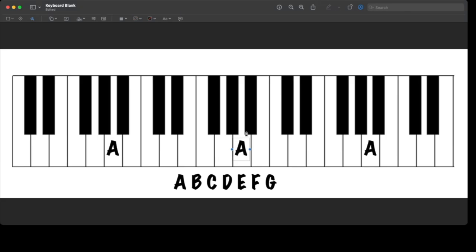The cool thing that makes this easy is once you can find A between the 2nd and 3rd black keys right here, you just go in ABC order. That's as simple as it is. So right here, the note right beside A, you might guess it. That's right. It's going to be the note B right there.